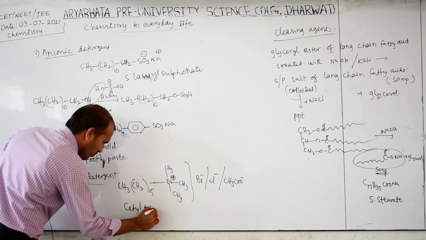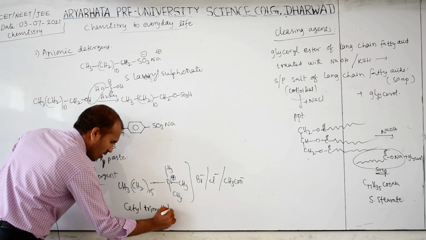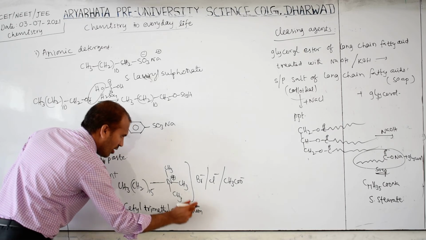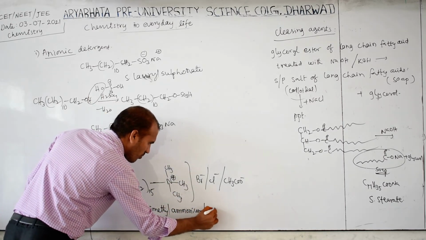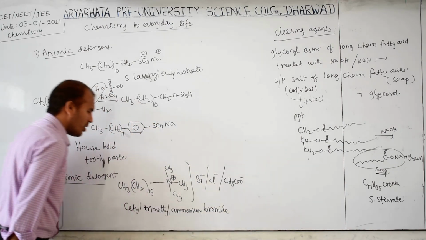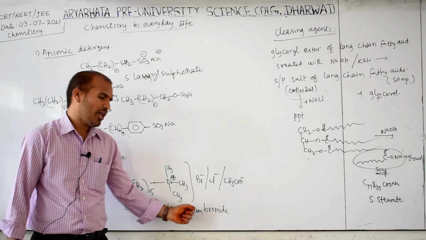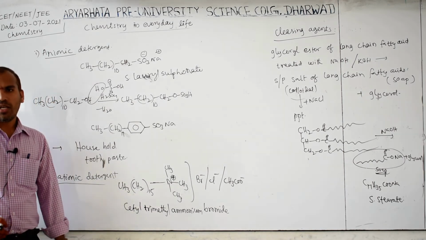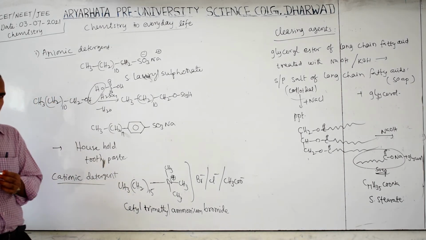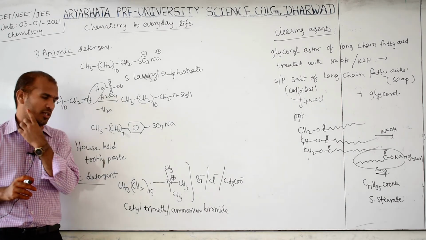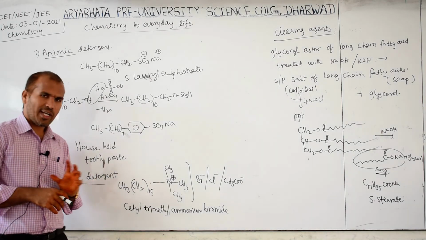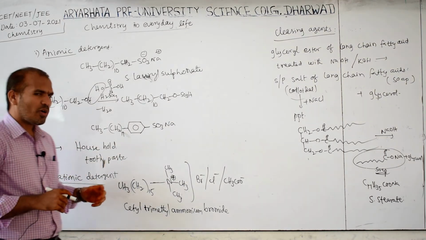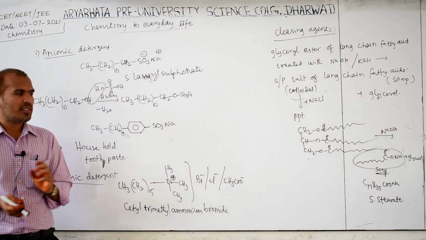trimethyl ammonium. If bromide is there, bromide; if chlorine is there, chloride. Cetyl trimethyl ammonium bromide is one of the good cationic detergents, and this is used in the hair conditioner. Keep in mind, these cationic detergents are used in the hair conditioner. Note down that point. And these are somewhat expensive. That's why this is in limited use.